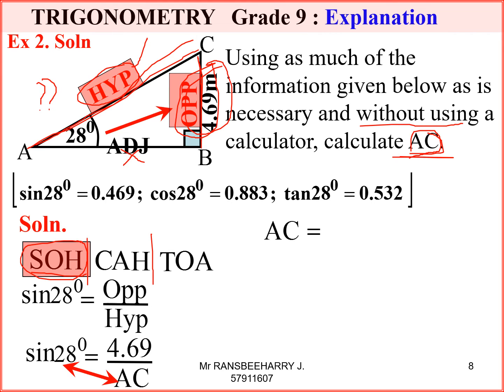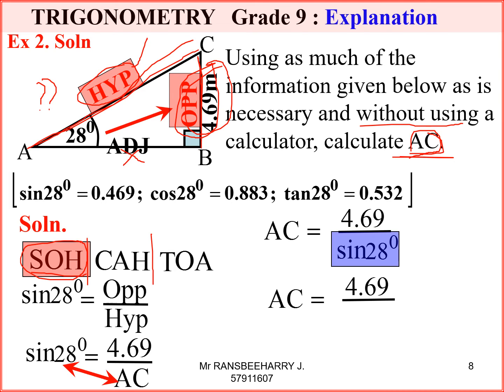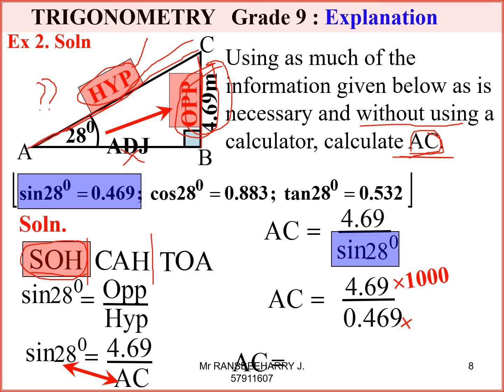So AC becomes 4.69 divided by sine 28. We do not have a calculator, so the calculator value is given here: as you can see, sine 28 is 0.469. So we substitute. Without using a calculator, we multiply numerator and denominator by 1000. When we multiply by 1000, the decimal point moves forward by 3 places, so we obtain 4690 divided by 469. So we obtain 10. So AC is 10 meters. This is for 3 marks.